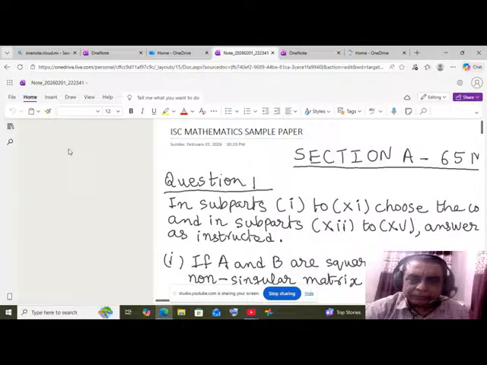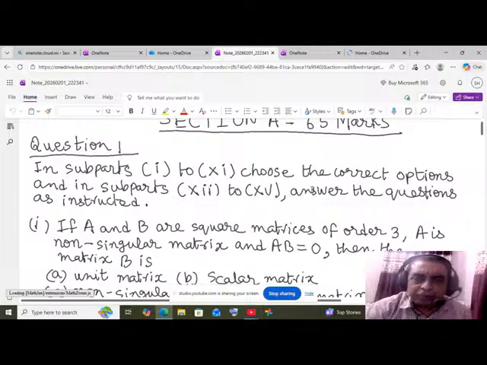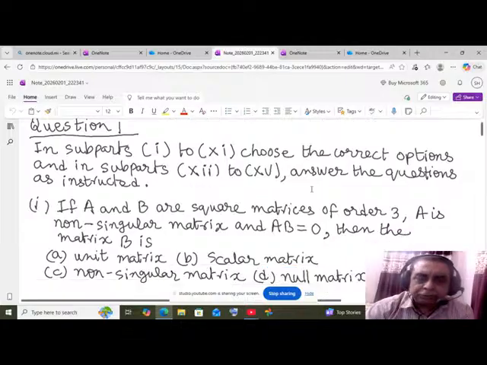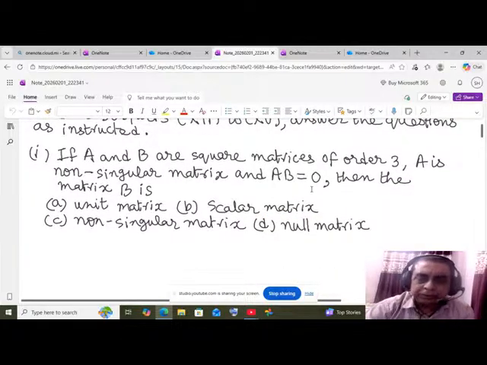Now we are doing this question. Section A, every question is of 1 mark. There are 15 questions. Now question number 1, the first question.